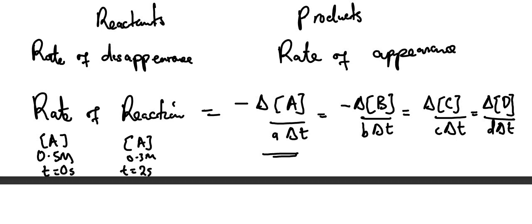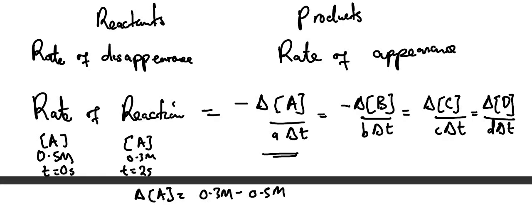That's UA, right? So we're going to say, what is the change in the concentration of A? What is the difference between the final and the initial? The change in the concentration of A will be 0.3 molarity minus 0.5 molarity. You notice that the answer is going to be negative, right?